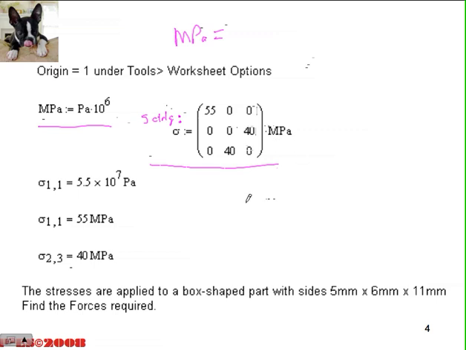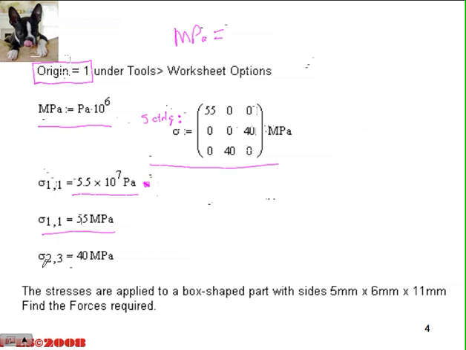Okay? Then if I want to pull out the terms, and you notice here, origin is equal to 1 is already defined. If I want to pull out a term, I type sigma, left bracket, 1 comma 1, and an equal sign, and it pulls out that term. If I want to display it as MPa, I'd have to go to the end where there's a little placeholder box and type MPa in it. That's what I did here.